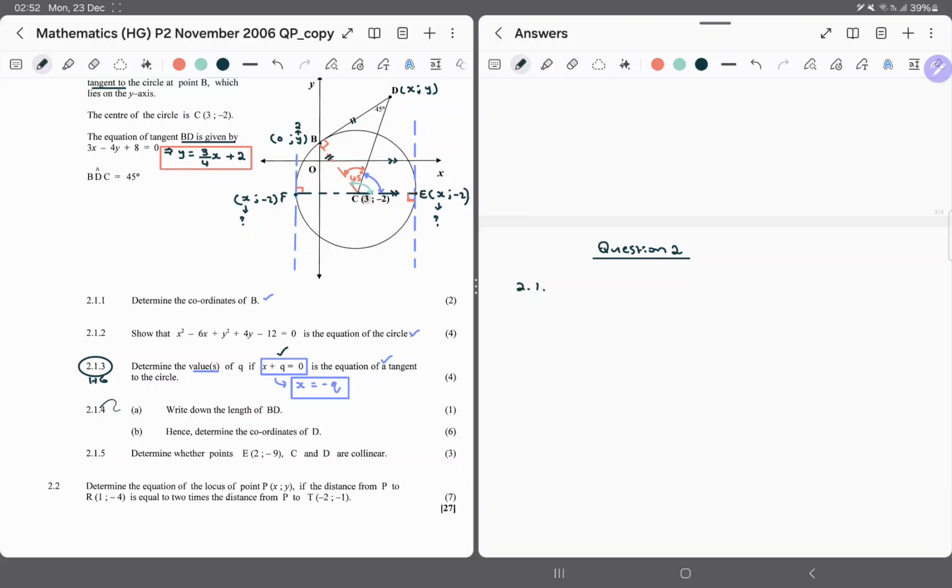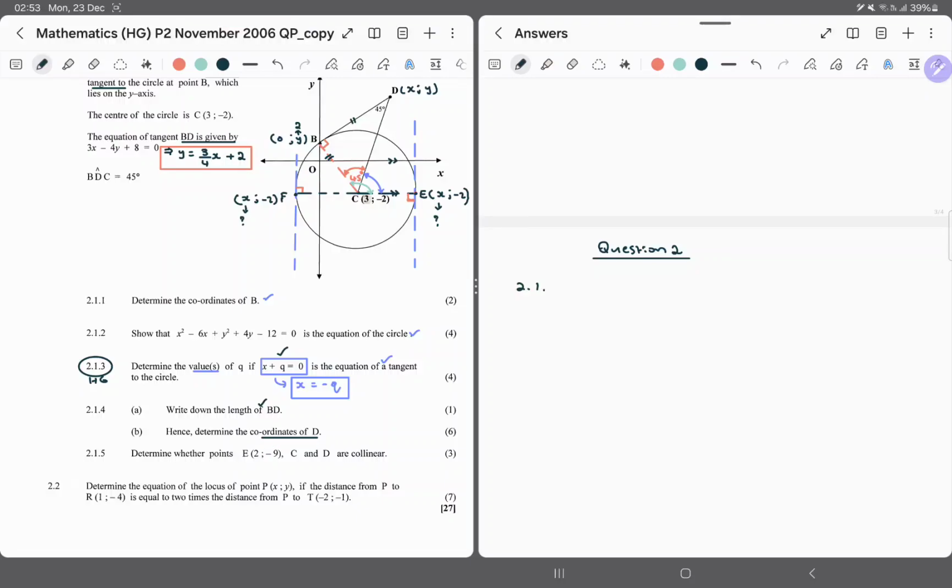So these are battles we can fight. Now 2.1.4 says, the A version, write down the length of BD. That means obviously from knowing the radius here, which is going to be revealed from the equation. Once we have the radius, we will know that it's exactly the length of the radius. Hence it's 1 mark. So it's easy to take that. Hence determine the coordinates of D.